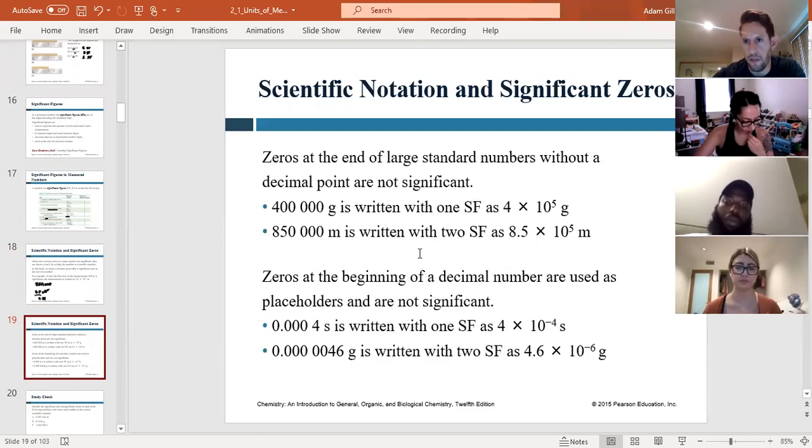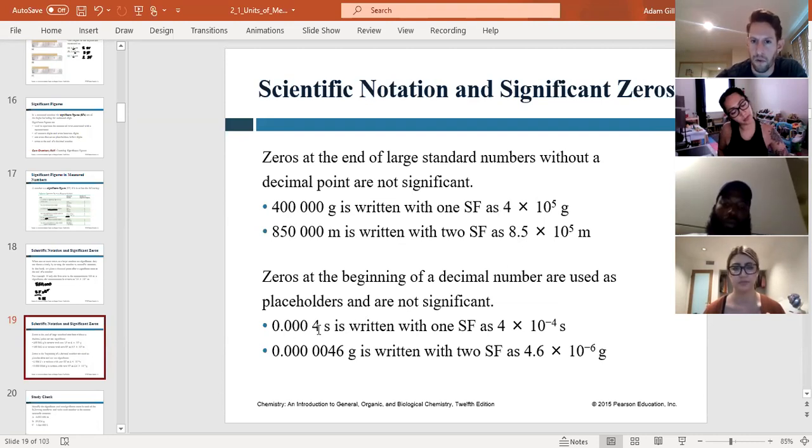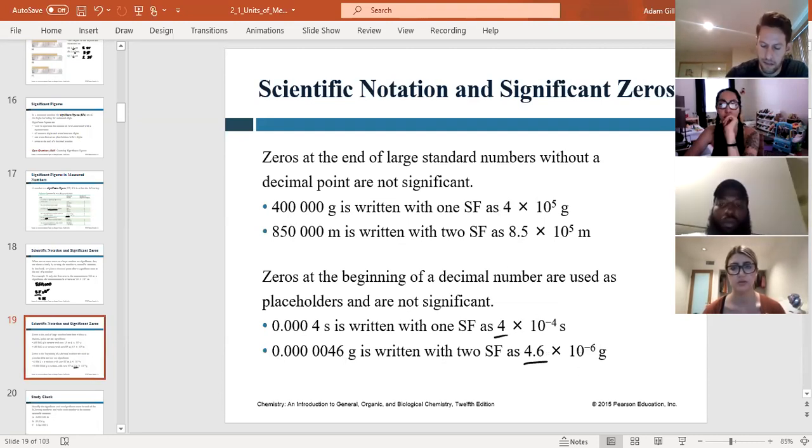So here are some more examples of converting large numbers into numbers written in scientific notation. So 400,000 would just be 4 times 10 to the 5th. And so you can see it's just 1 sig fig. 850,000, 8.5, right? 0.0004, just 4 times 10 to the negative 4, right? 0.000046, 4.6 times 10 to the negative 6. So when they're written in scientific notation, it's a lot easier to see how many sig figs there are, as opposed to when they're written out like this.